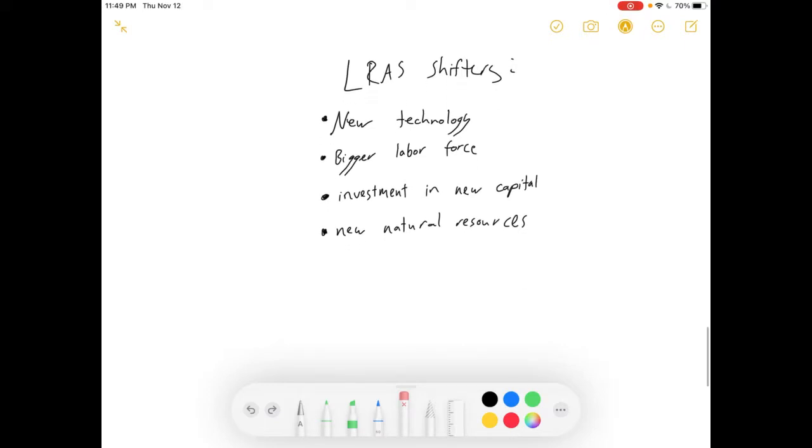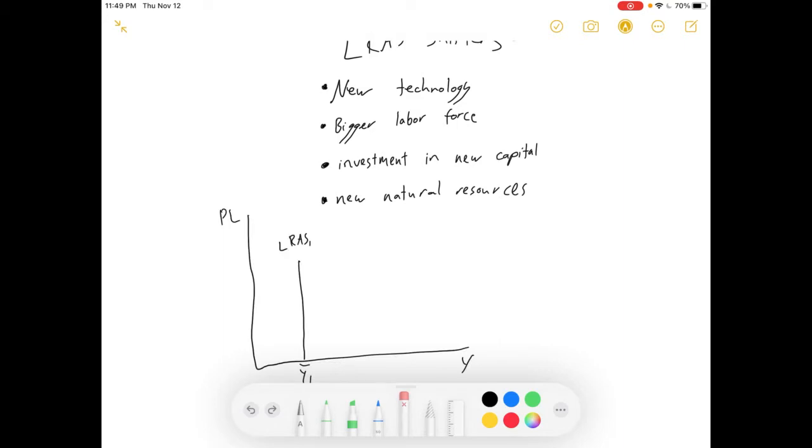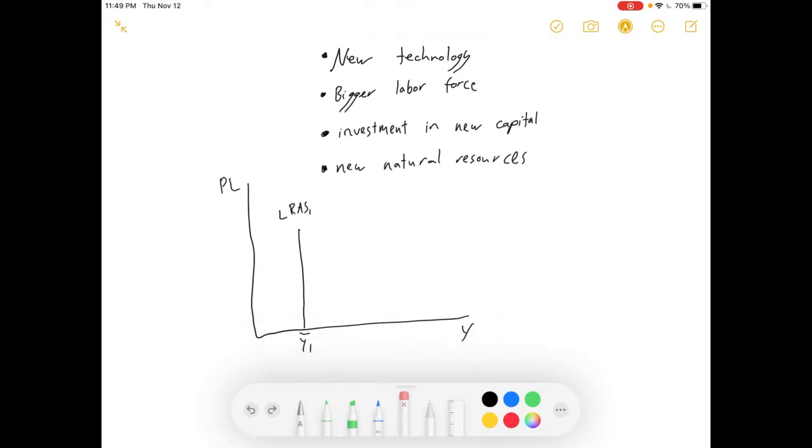And so what would that look like? Well, if we drew on a graph and we were at long run aggregate supply 1 and Y bar 1, and then if we wanted to get better technology or more workers or more equipment and capital or more natural resources, any of those things will increase our productive capacity, and we will wind up at a higher long run aggregate supply curve.